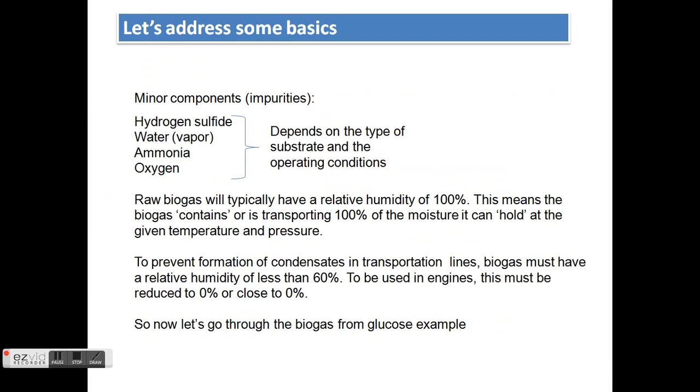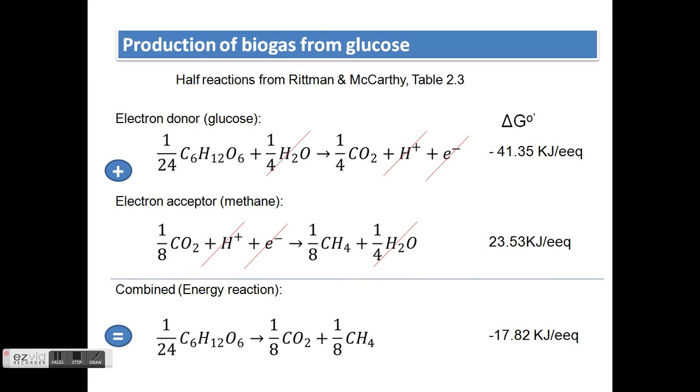So a little bit about biogas to give us an idea, some components in it. Raw biogas typically has a relative humidity of 100%, and this means that it's transporting as much moisture as it can hold at that given condition. So I want us to look stoichiometrically and bioenergetically, and show the reason why we have water in this biogas. This is a simple example. We're producing biogas from glucose, and this is our glucose.